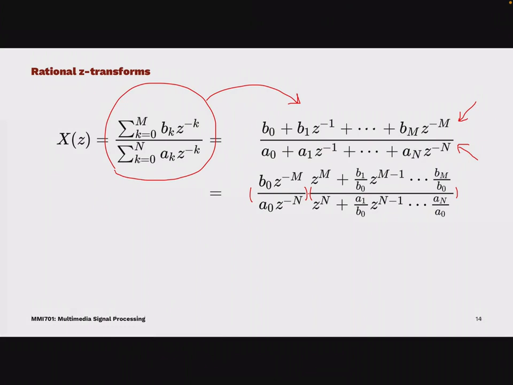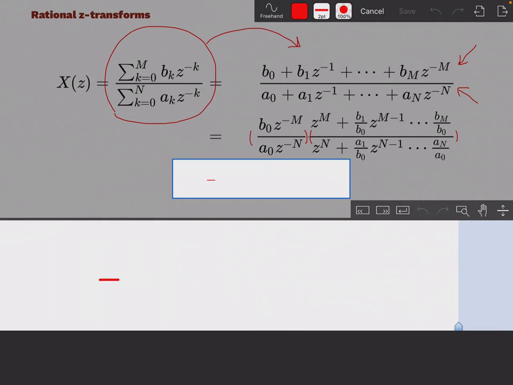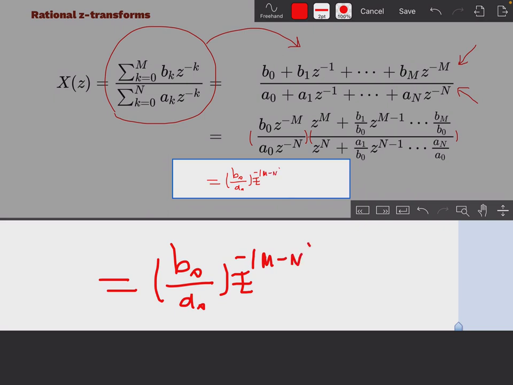Okay, and we can then ask the question, how many roots do each of these polynomials have? Now, in the first example, we have a ratio of two monomials. We have single-term polynomials, that is. So the first one we can write perhaps in a simpler way. So let's write it that way. So the first term is then b0 over a0. It's just a constant term. Z to the power minus m minus n.